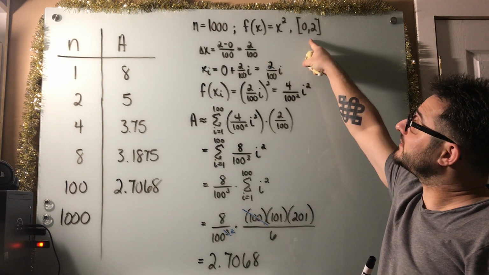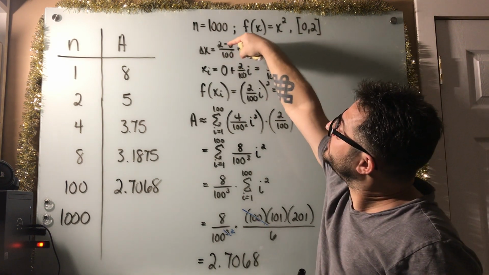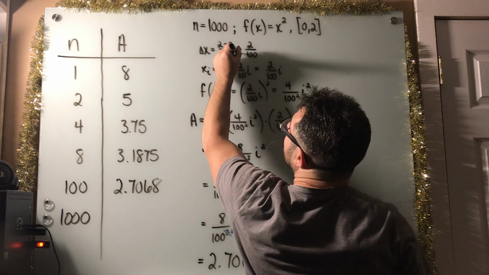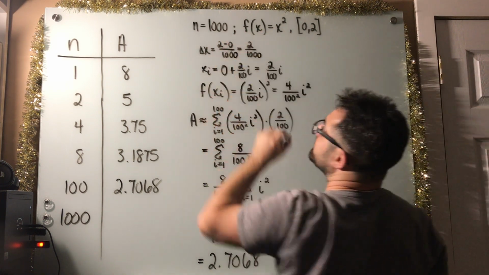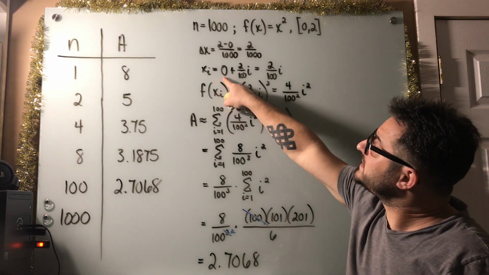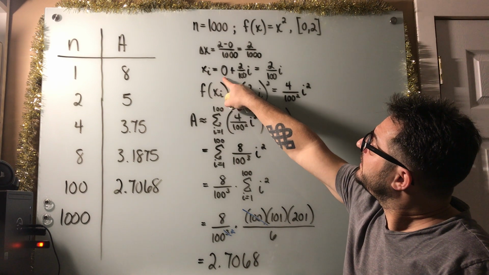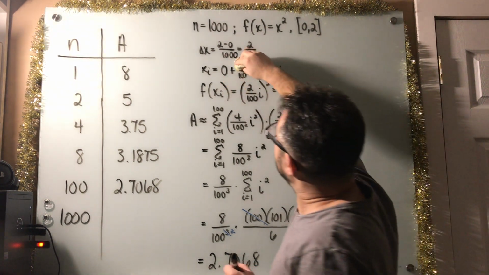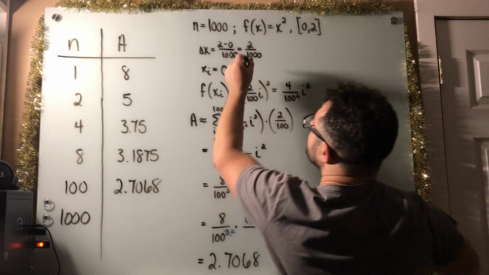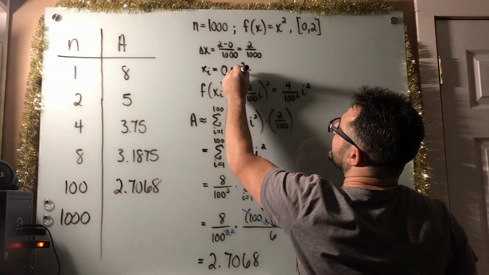The interval is still the same, which means the numerator is still 2 minus 0 is 2, but the denominator now is 1,000 instead of 100. Well, the interval still begins at 0, but delta x is no longer 2 over 100, it's now 2 over 1,000. And then times I.